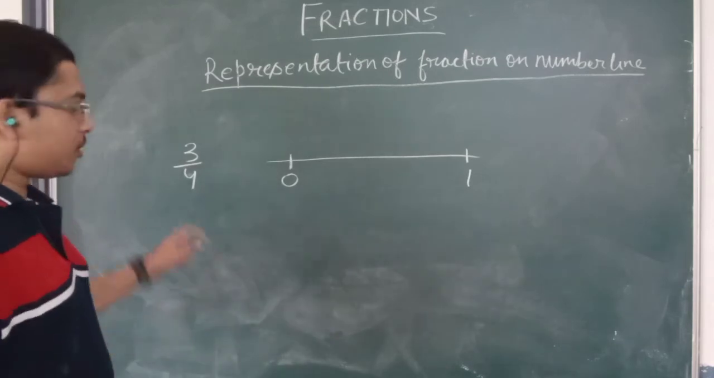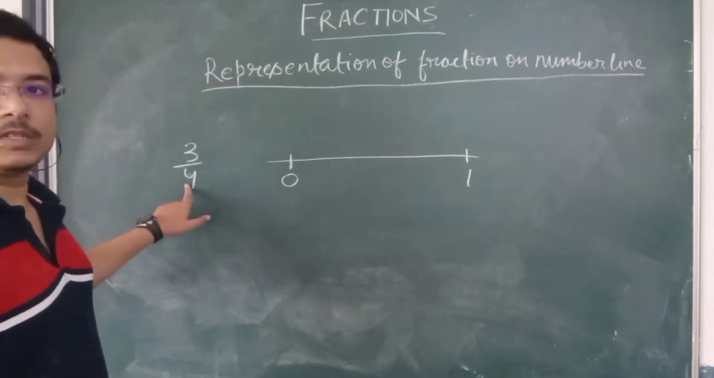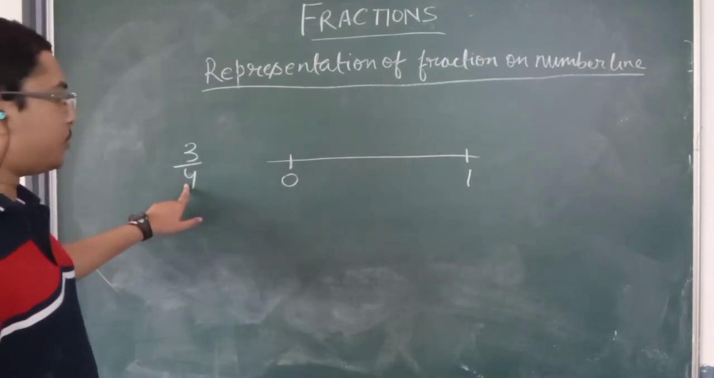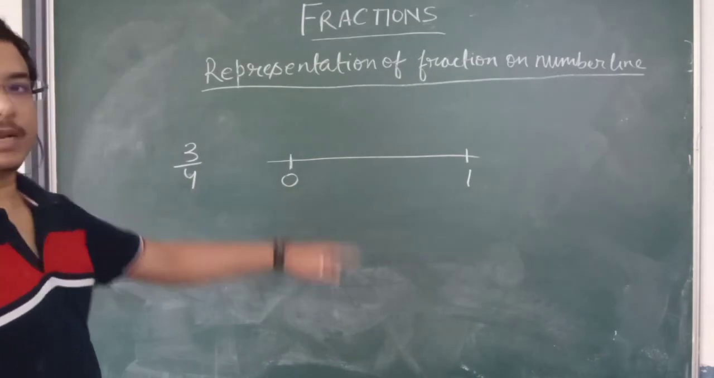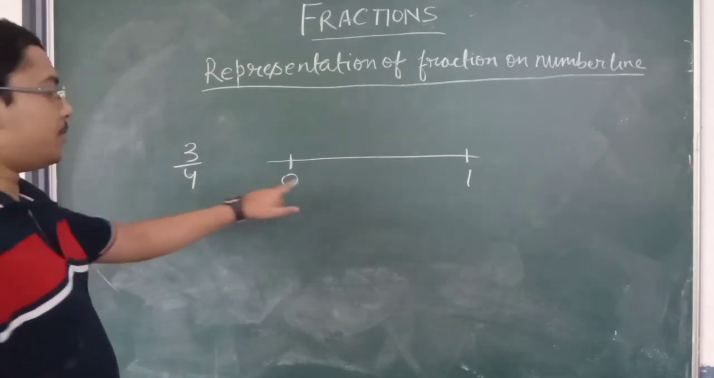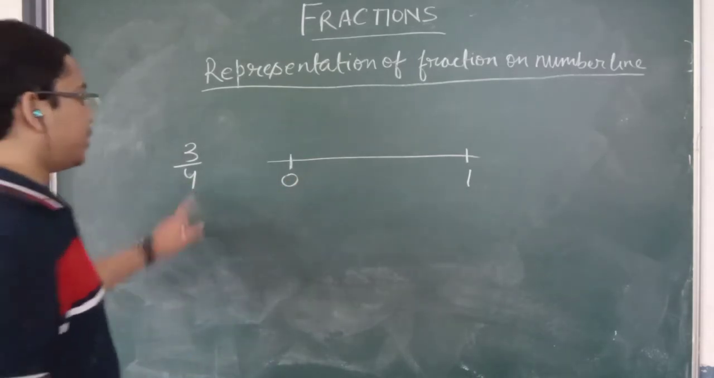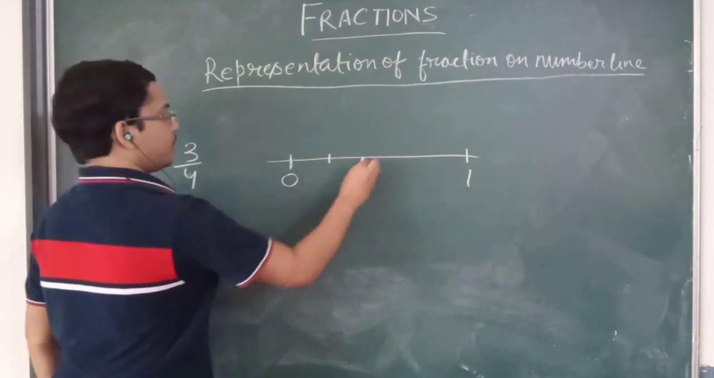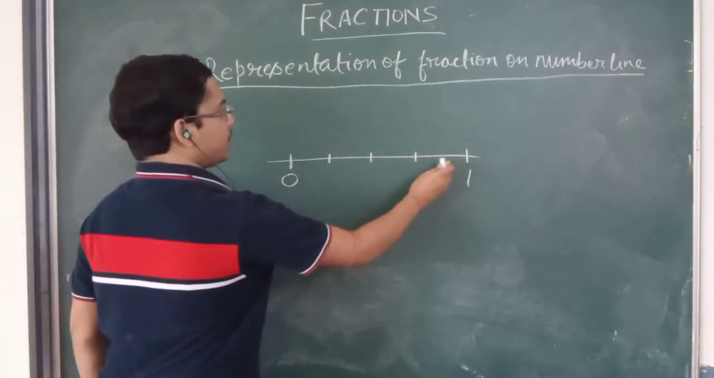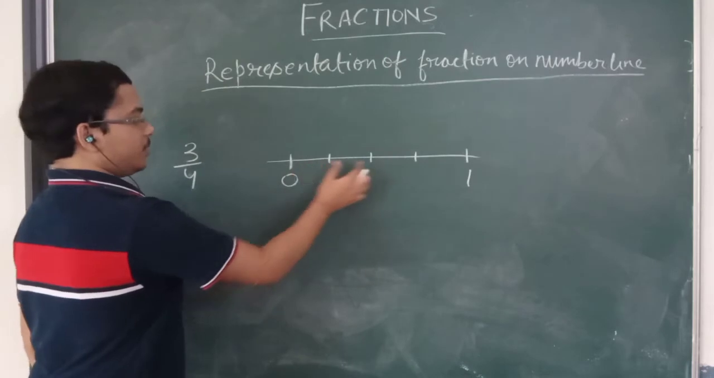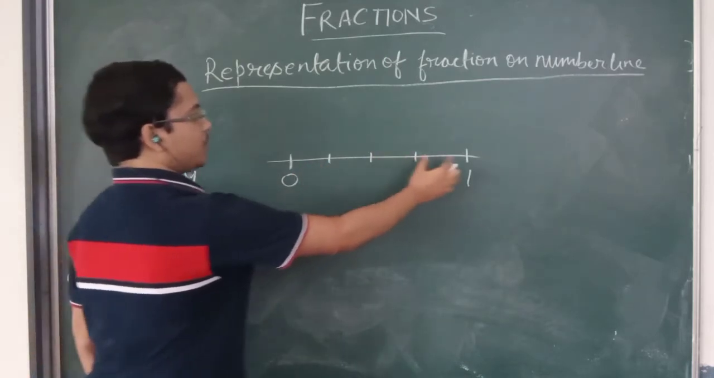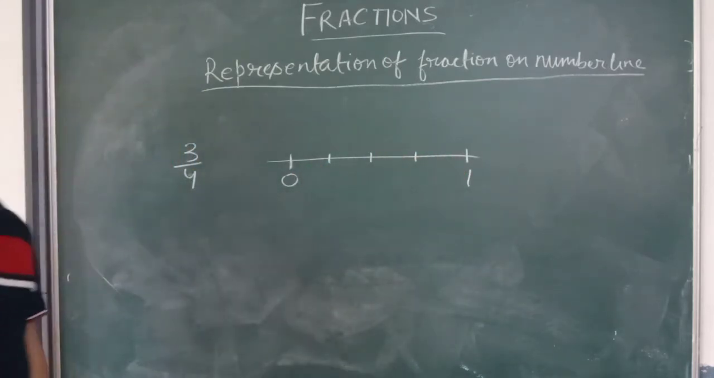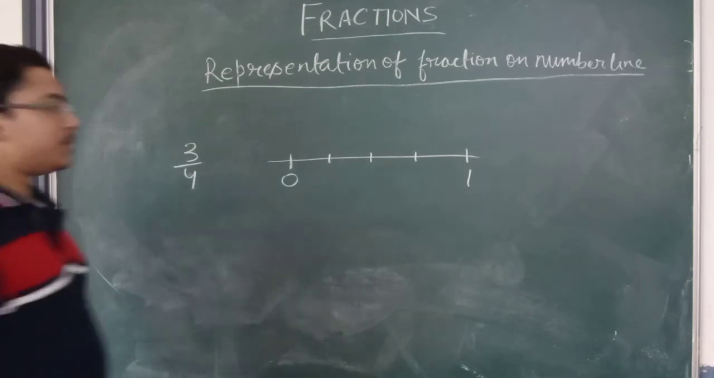So the denominator always denotes the number of equal parts in which we have to break the number line. So let us break the number line between 0 and 1 into 4 parts. So this is 1 part, 2 parts, 3 parts and the 4th part. So we have divided the number line into 4 parts.